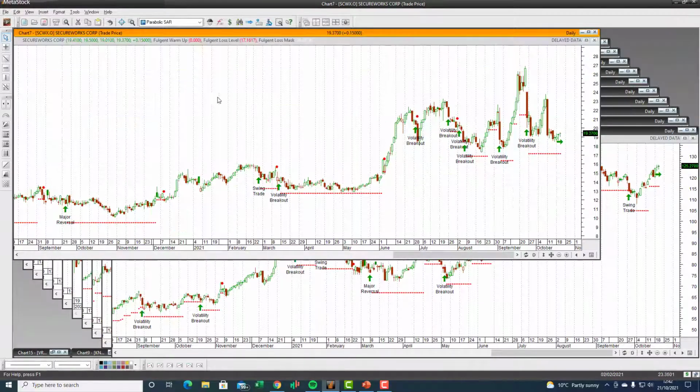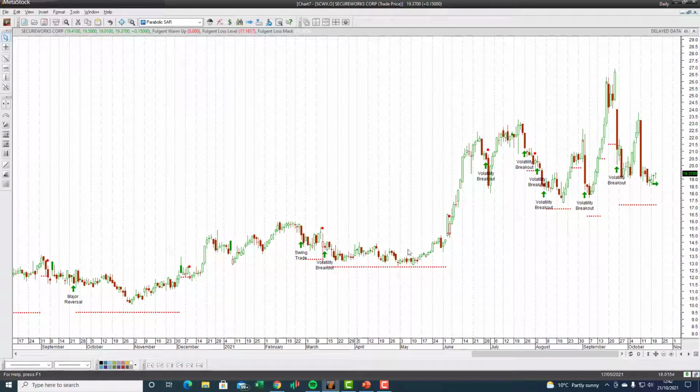Let's take a next one. Secure Networks. You can see this last volatility breakout, March, April, May, and June, caught that move. There was another volatility breakout in July.